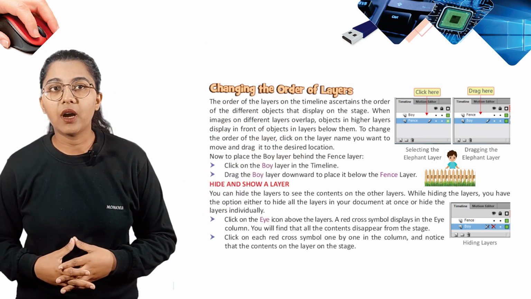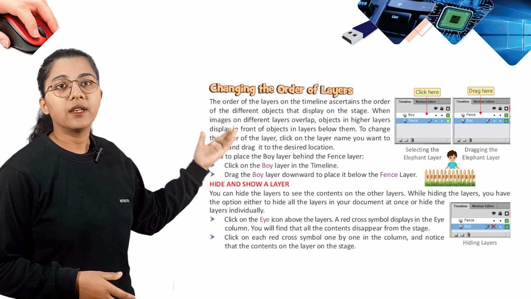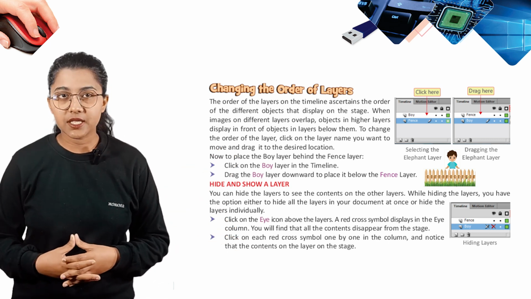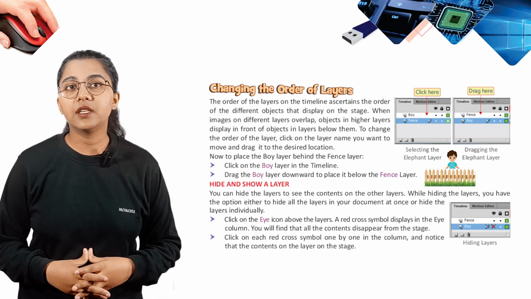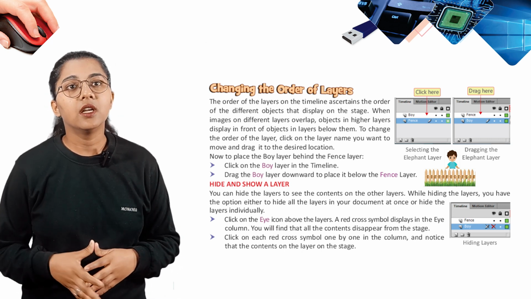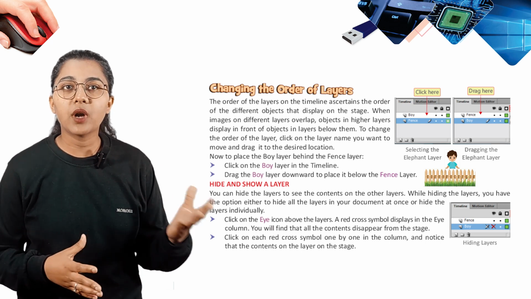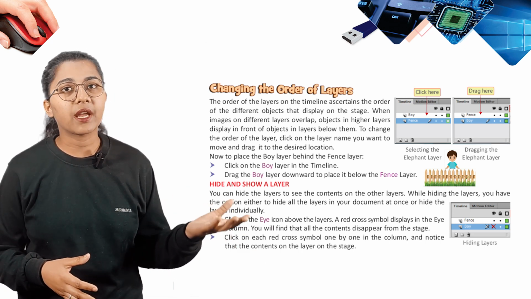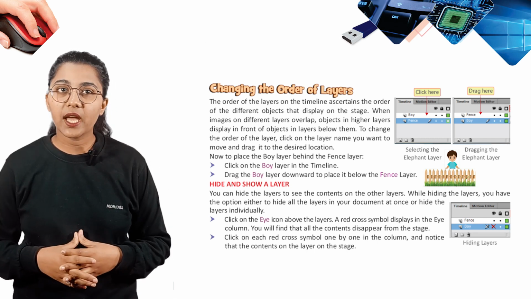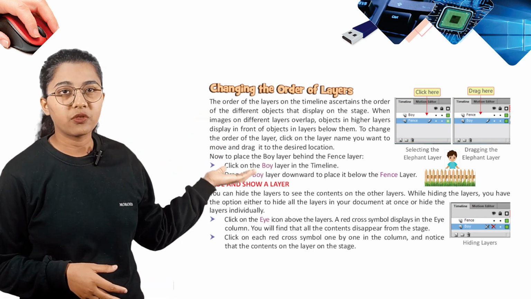Now let's read about hiding and showing a layer. So how will you hide or show a layer in Flash? Let's read. You can hide the layer to see the contents on the other layers. While hiding the layer, you have the option either to hide all the layers in your document at once or hide the layer individually. To do that, here we have some steps to follow.